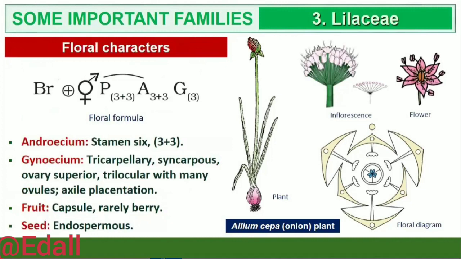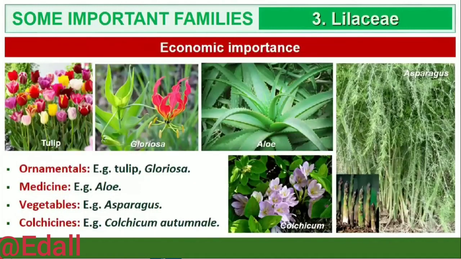Androecium, stamens 6, 3 plus 3, epitepalous. Gynoecium, tricarpellary, syncarpous, ovary superior, trilocular with many ovules, axile placentation. Fruit capsule, rarely berry. Seed endospermous. Floral formula: bracteate, actinomorphic, bisexual, P3 plus 3, A3 plus 3, G3. Now write down the floral formula by yourself. Economic importance. Many plants belonging to this family are good ornamentals, tulip, gloriosa; source of medicine, aloe; vegetables, asparagus; and colchicine, Colchicum autumnale.